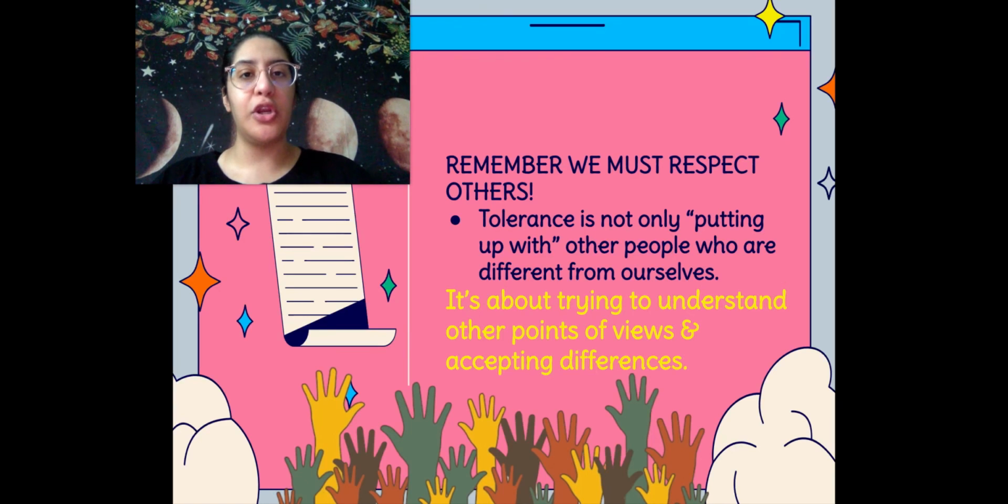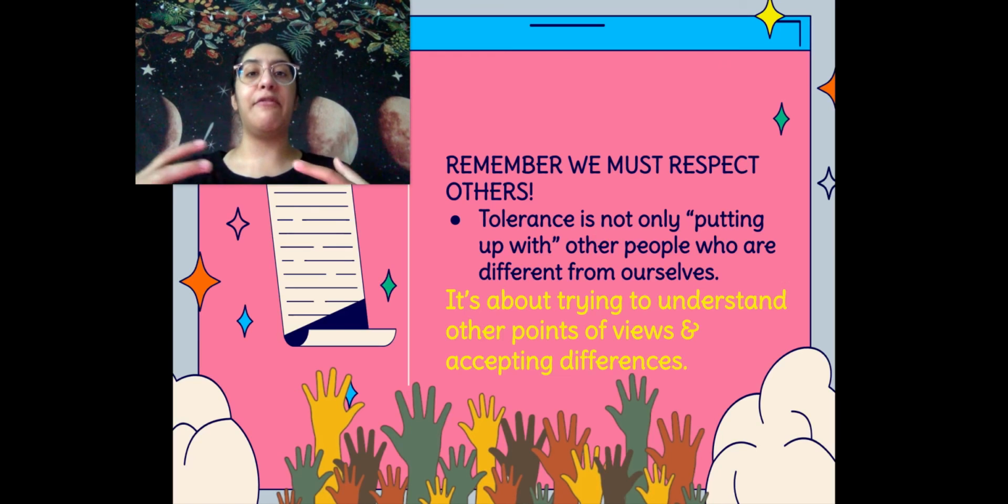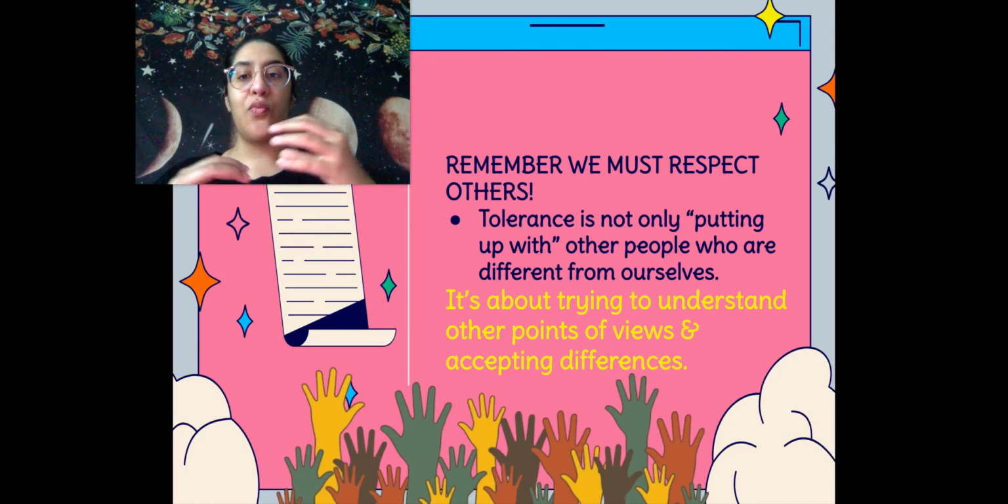Because the more we learn about each other, the more we can understand each other, the more we can show respect for one another and live in a way that helps people thrive and grow. And that is citizenship. We work with each other, our community, our government, to make our society better.